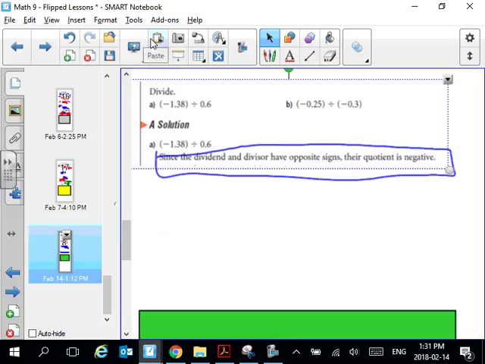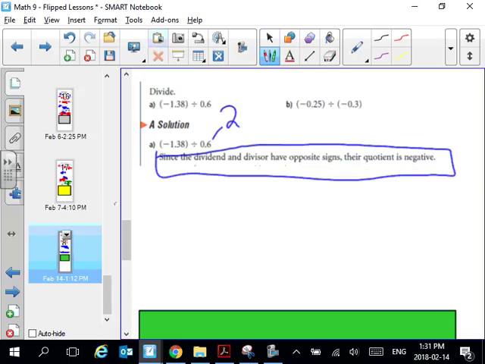That's why it went haywire. I forgot about that. Okay, so our answer for this one is 2.3. But again, because I have opposite signs, I know that it's going to be -2.3.